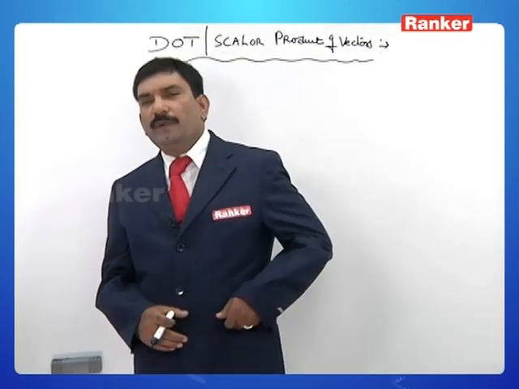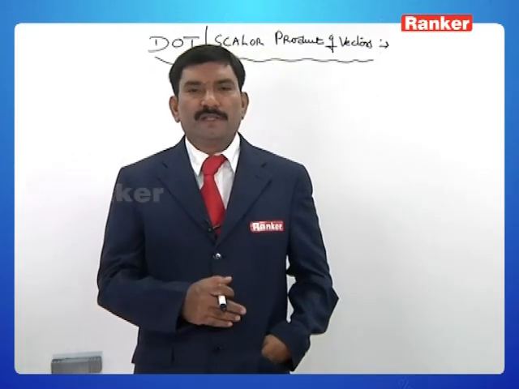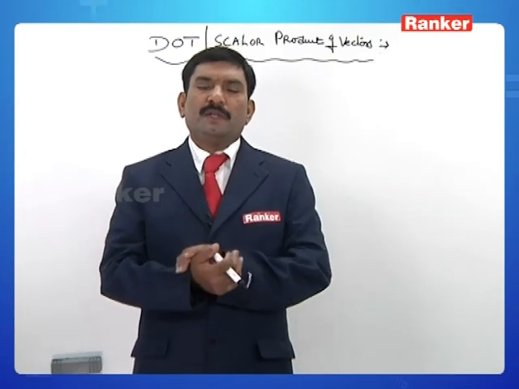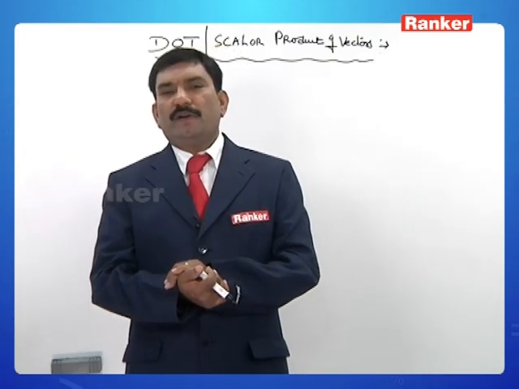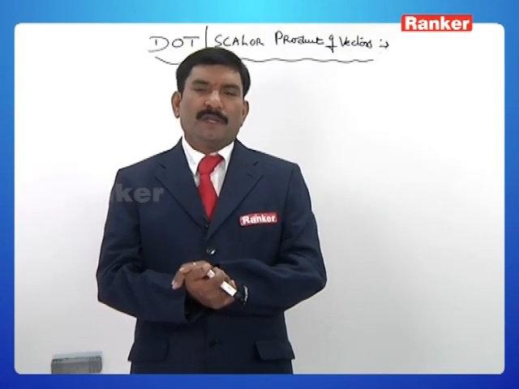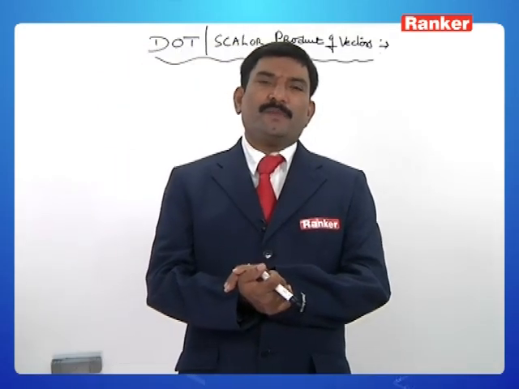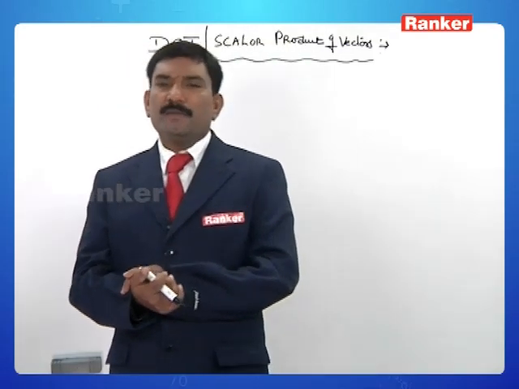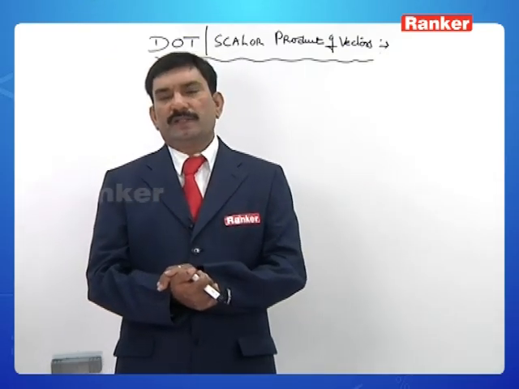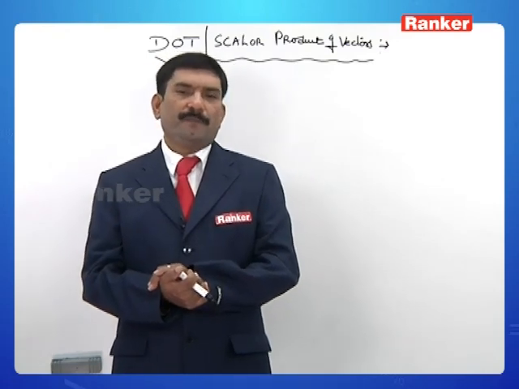Then the component vector of a vector R bar along A bar is the same as the orthogonal projection of R bar on A bar, given by R bar dot A bar by modulus of A bar whole square into A bar. Next, the component vector of R bar perpendicular to A bar is R bar minus R bar dot A bar by modulus of A bar whole square into A bar.